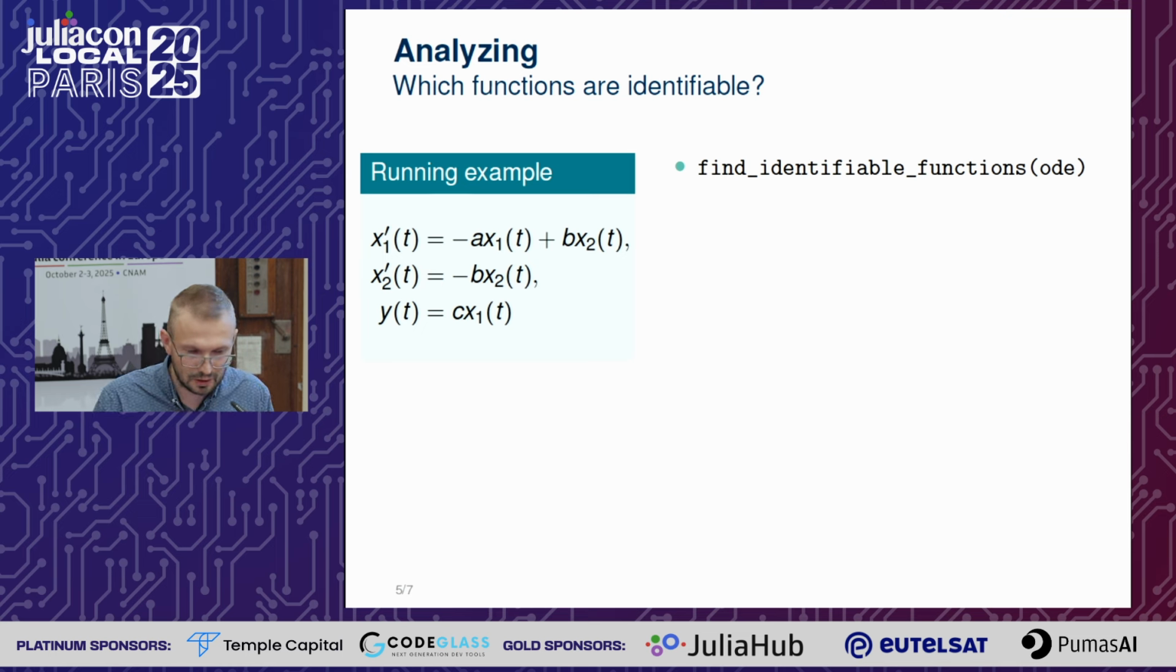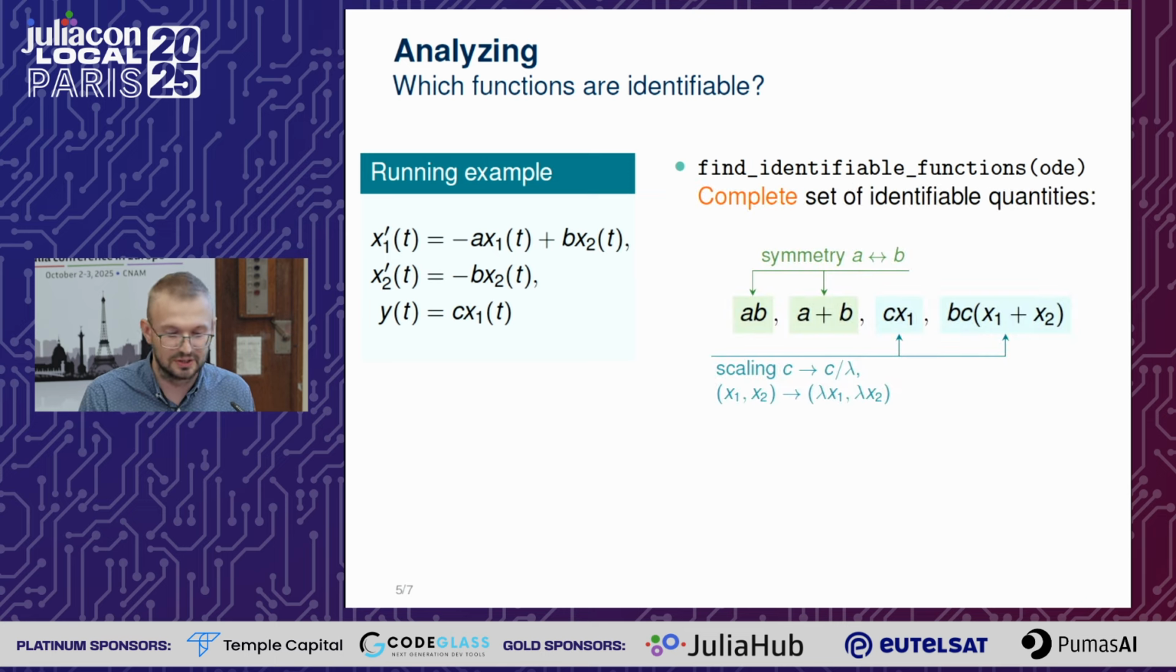What can we do? We can try to get the functions which are actually identifiable, and the package can give you a complete set of quantities which can be uniquely identified. In this case, this is the complete set in the sense that any other identifiable quantity can be expressed in terms of them. And from the first two, you can observe this a-b symmetry, because a times b and a plus b are symmetric functions in a and b. And from the second two, you can also see the scaling behavior with respect to the constant c. So now I don't need plots. I can look at these functions and understand the things which we before understood looking at the plots.